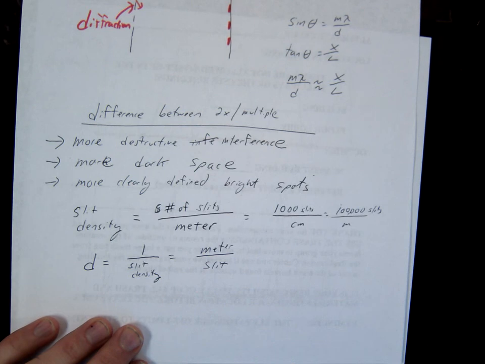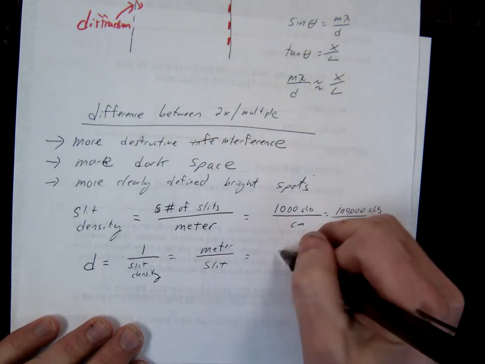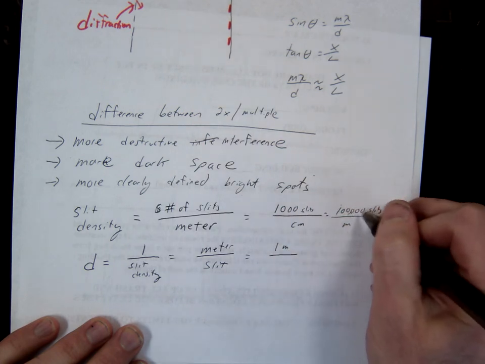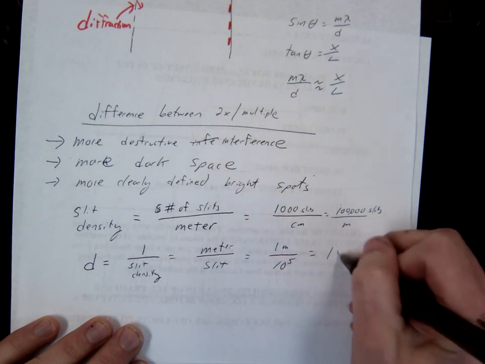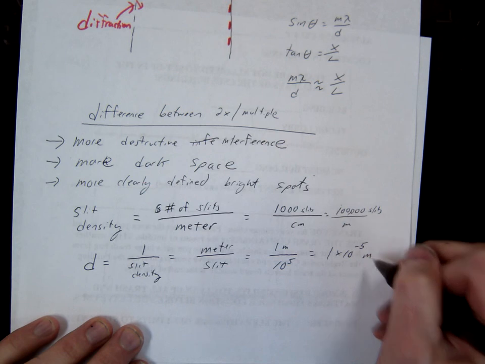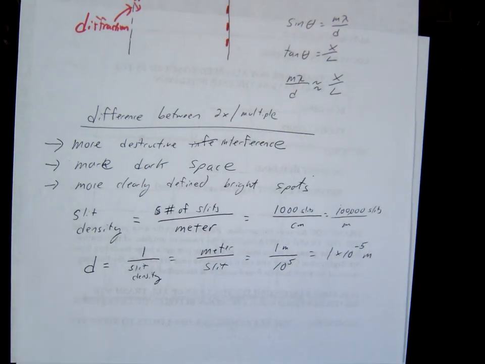So in this problem, for example, you'd have 1 meter over 10 to the 5th, so that would equal 1 times 10 to the negative 5th meters. Alright, so that's often a calculation you do need to make. They'll give you, instead of D, they'll give you slit density.